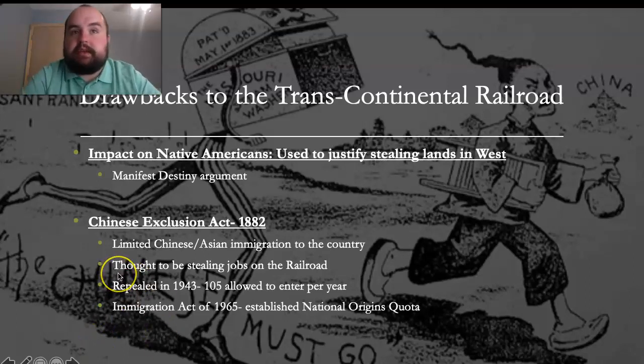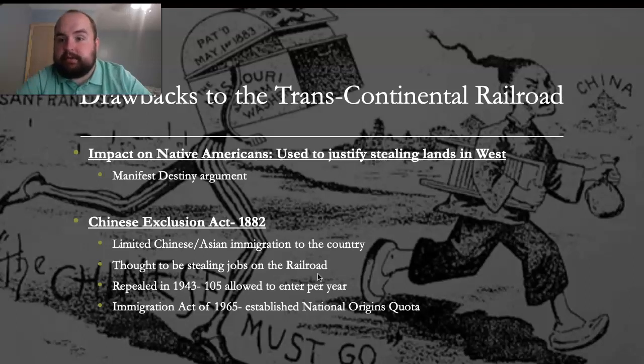Just to give you an idea of how long this law lasted, it was repealed in 1943, but only by allowing just 105 Chinese and Asian immigrants to enter per year. The law wouldn't be fully repealed until the Immigration Act of 1965, which established the national origins quota, getting rid of a lot of these limitations on certain nations' immigrants.